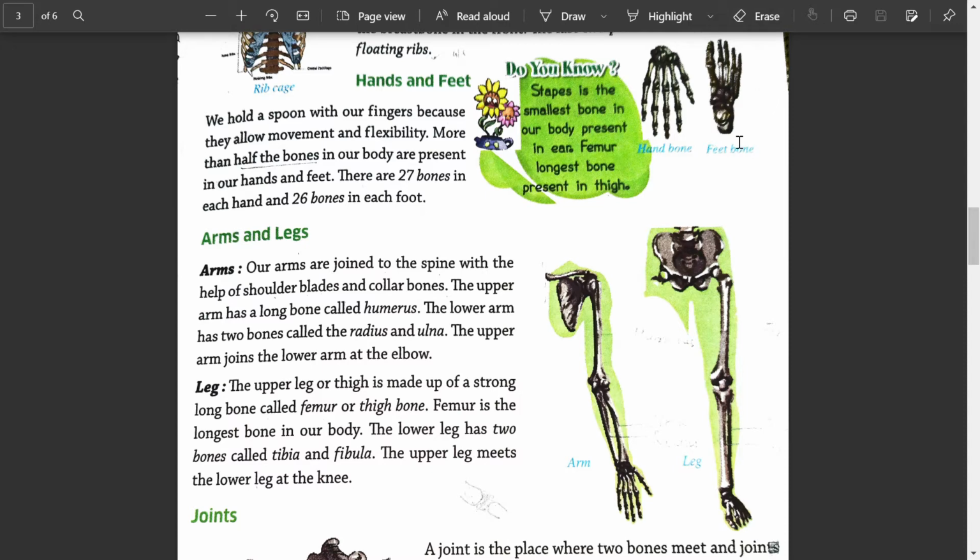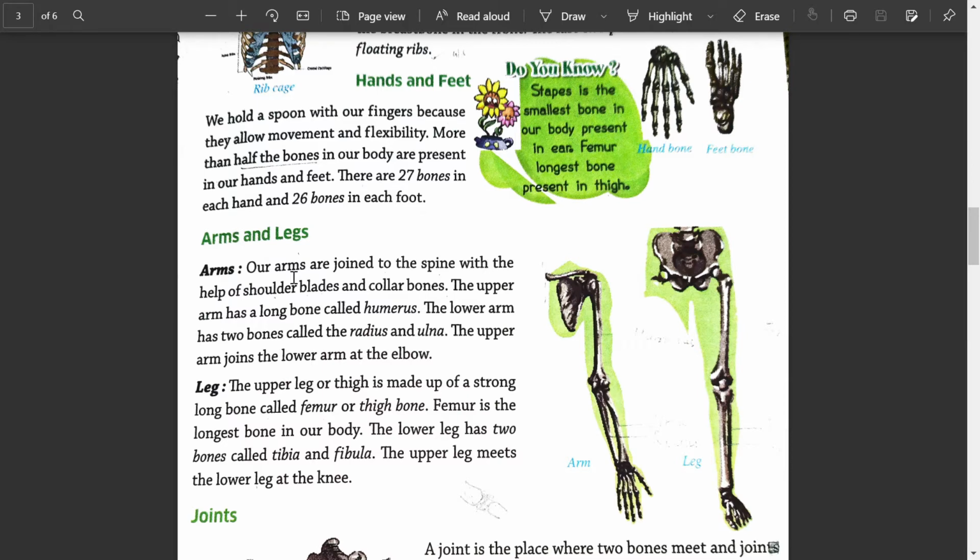26 bones. Now, stapes is the smallest bone in our body, present in the ears, and femur is the longest bone, present in the thigh. So, this is the femur, the longest bone.